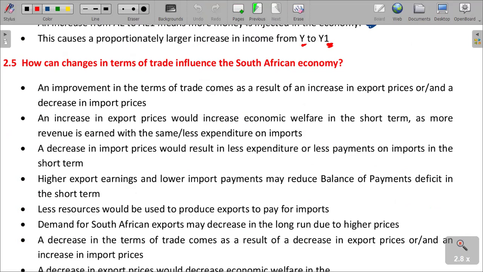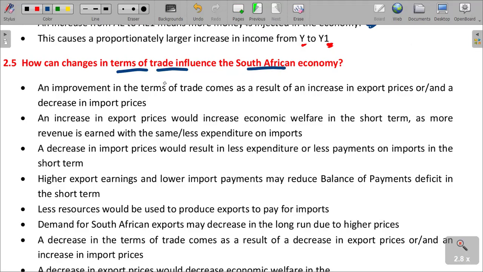And then, how can changes in terms of trade influence the South African economy? How can changes in terms of trade affect the South African economy?